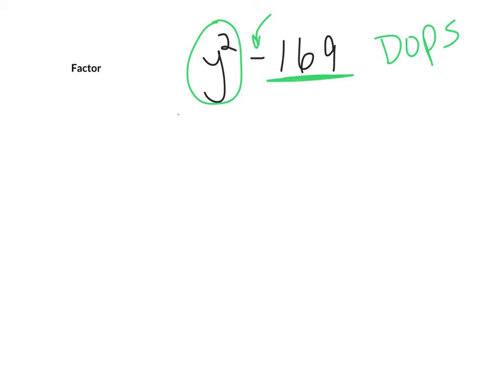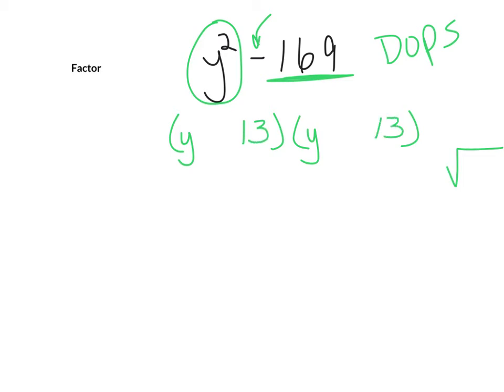Right away, I can go ahead and do two big parentheses. I ask myself, how do I break up y squared? Well, I hope you can tell me that it's y and y. And then I'm going to say, what's the square root of 169? If you don't know, you have a tool called your calculator. You're going to hit your second square root button and then 169. So square root of 169 is 13.